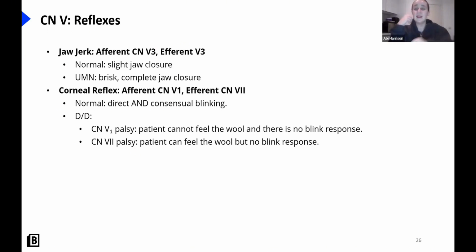If there's a problem with your trigeminal nerve, the patient won't feel the cotton wool because it's not picked up, and there won't be a blink response. But if there's a problem with your cranial nerve 7, they'll be able to feel it, but they won't be able to blink because the innervation of those muscles isn't there. I've never done these in an OSCE, but they're two to offer so your examiner knows how you would assess those reflexes.